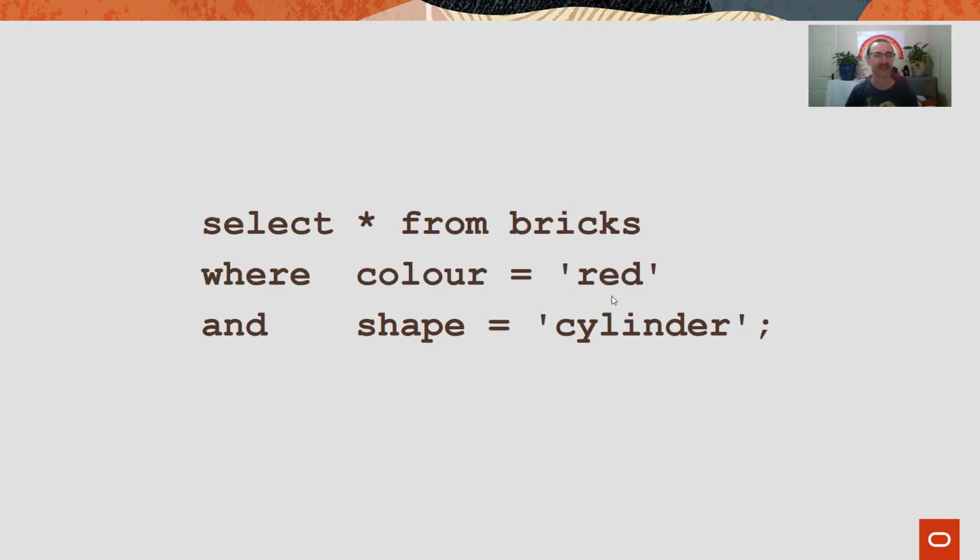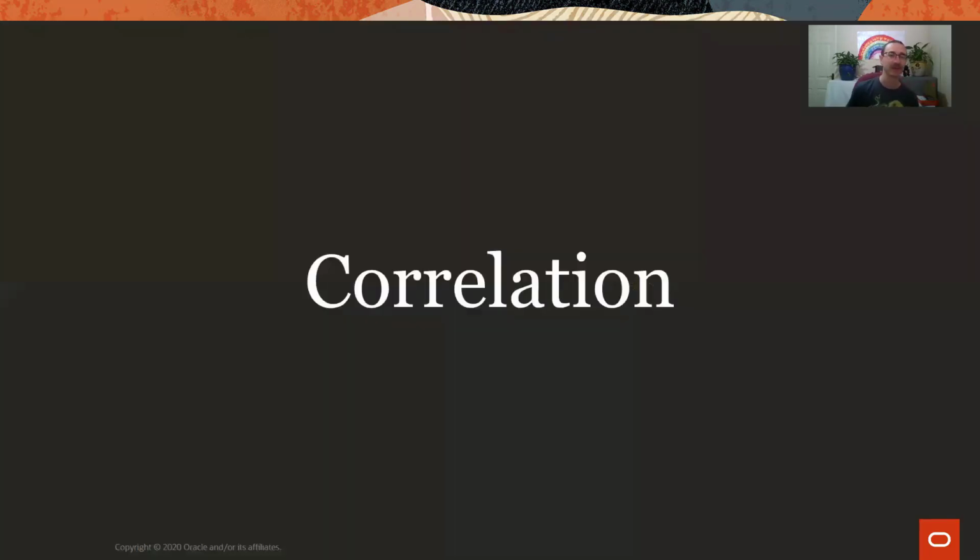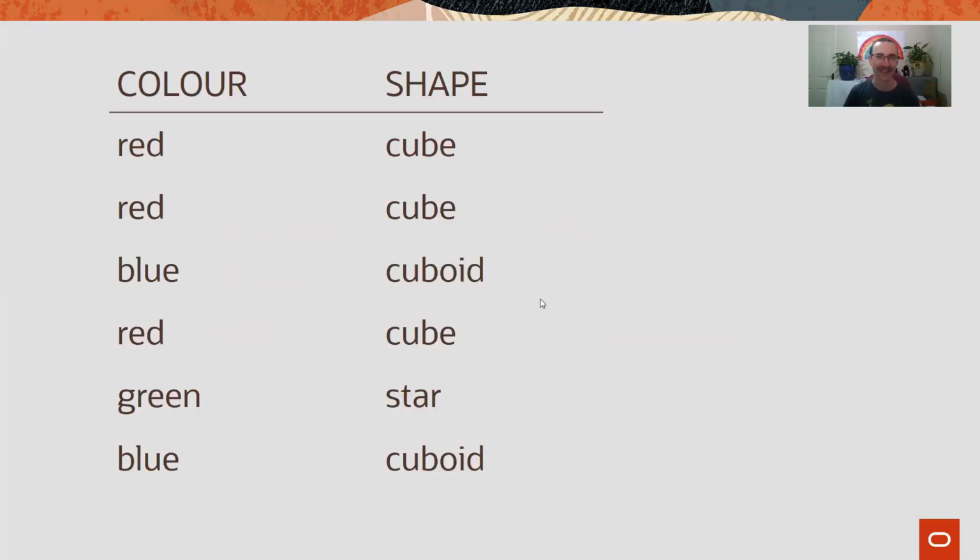All the cylinders are red. So we have a correlation between them. There is a one-to-one mapping between those values. So we need to address this. If we look at a small part of the table here, it's not immediately apparent when looking just at this, but all the red rows are cubes, all the cubes are red, all the blues are cuboids, and vice versa, and all the greens are stars.